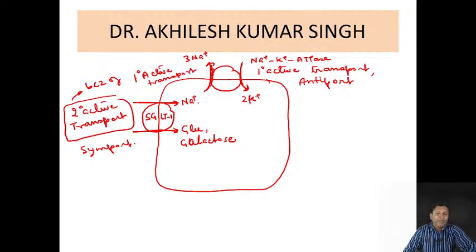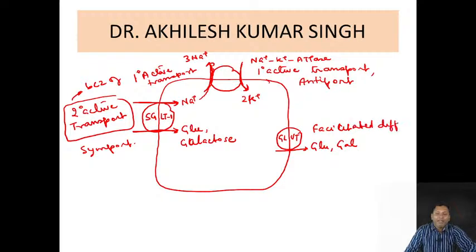Right, so this sodium will go into the cell, and this glucose or galactose will then go out of the cell with the help of what? With the help of the GLUT. Right, GLUT means glucose transporter. So this GLUT is an example of facilitated diffusion, you know very well. And it is transporting one substance, so it is also called the uniport. Right? So it is also called the uniport.